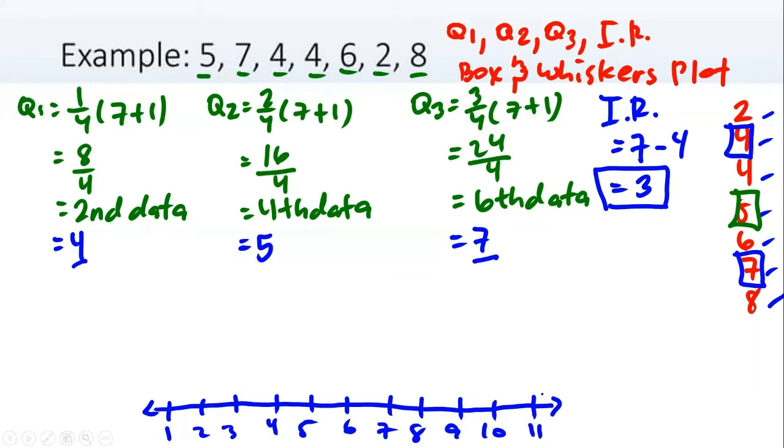Okay, so dagdagan natin ng 0, kasi yun yung pwede tayo magkaroon ng 0 na score. So, first thing you need to do is to look for the lowest. Nasaan ba dyan yung lowest natin? Yung 2 mismo. Okay, so ito yung lowest.